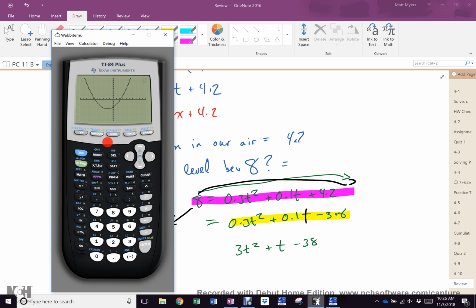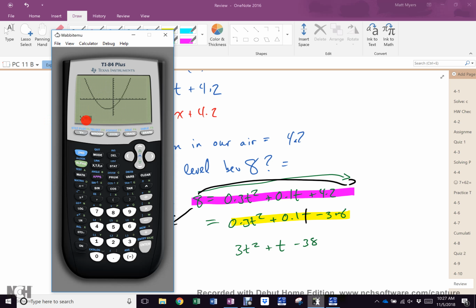So, second calc. Will any of that help us? Is it a zero? No, because I need y to be 8, right? Is it a minimum? No, because it's not the vertex. Is it a maximum? No, it's not the vertex. It's an intersect. There's only one curve on there. There's no intersections. So could value help us? Maybe.